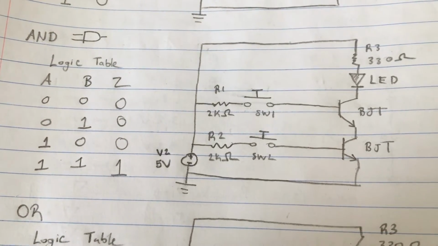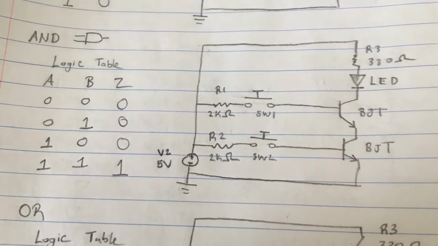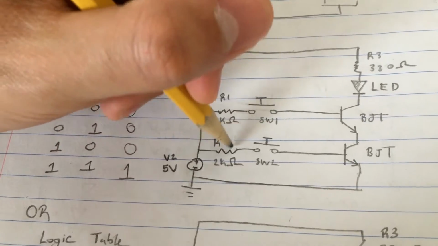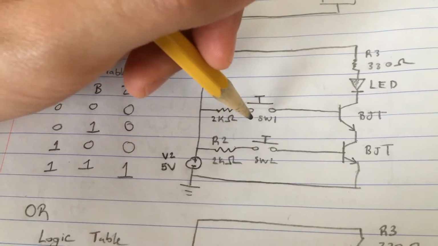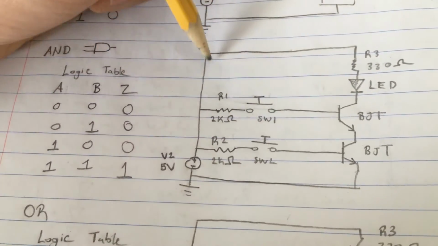For our first case, we're going to have 2 inputs of 0s, meaning that there's going to be current flowing through both resistors, but not through the switches since they're not connected. It's going to flow in through here.